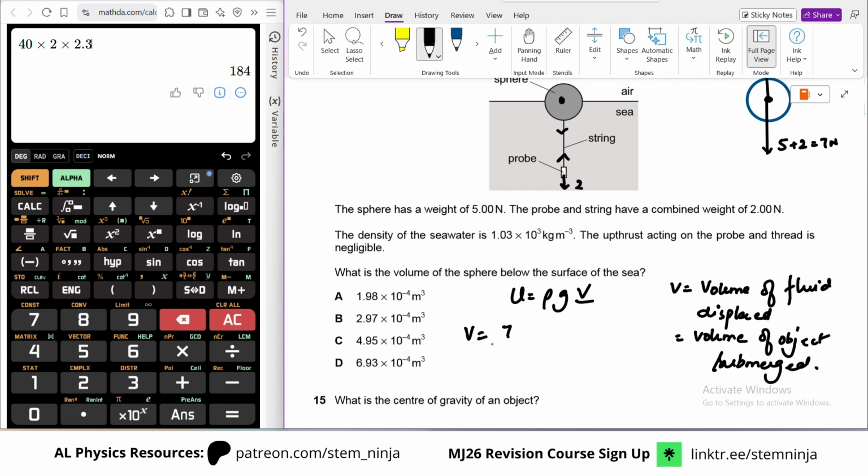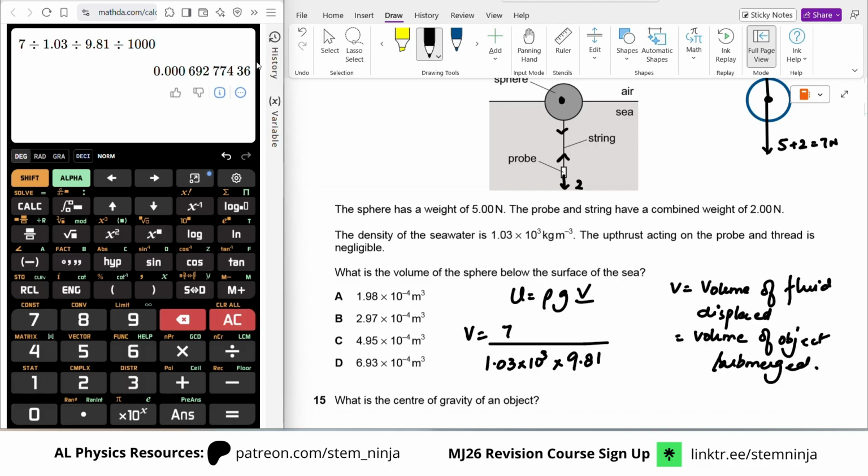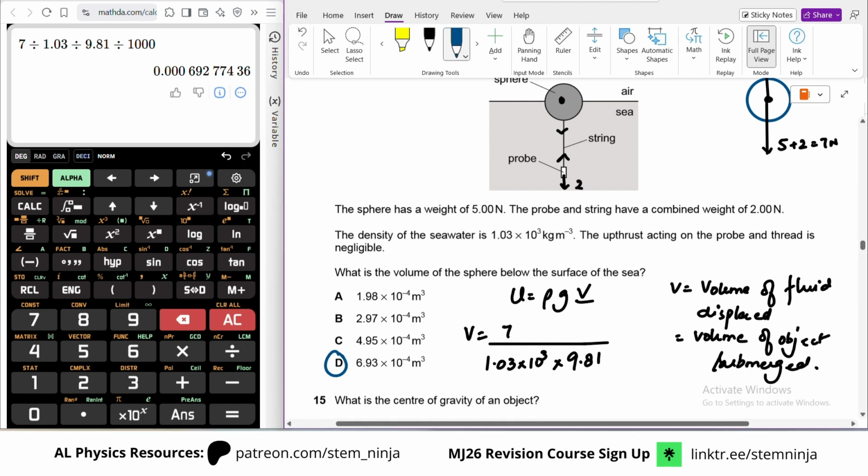So we have upthrust 7. Rho is 1.03 times 10 raised to power 3. G is 9.81. So 7 divided by 1.03 divided by 9.81 divided by 1000. So 6.93 times 10 raised to power minus 4, because 1, 2, 3, 4. That's it. D part.